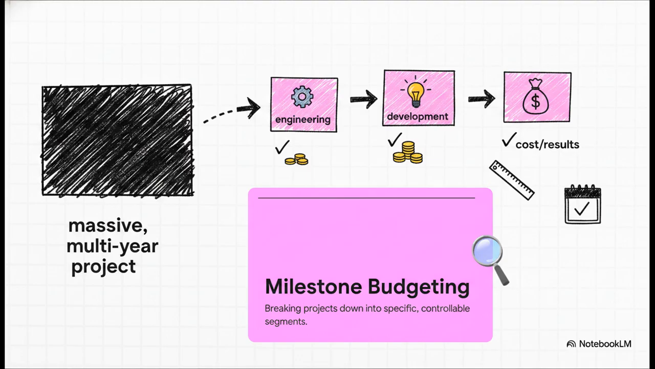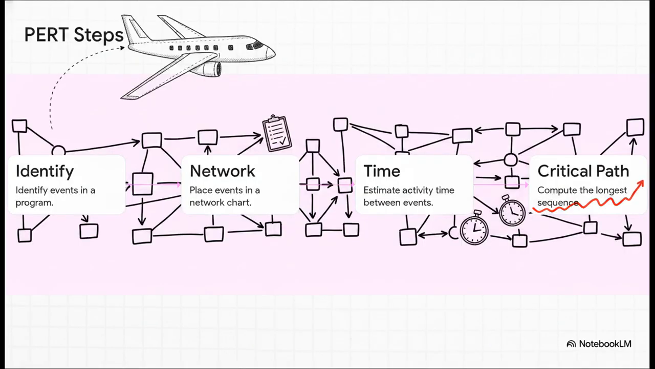Next up, we have milestone budgeting. This is an absolutely game-changing tactic, especially in engineering and development. Instead of staring at a massive multi-year project as one giant intimidating block, you break it down into identifiable segments. When a specific milestone is accomplished, you can immediately determine its cost and results before even moving on to the next piece.